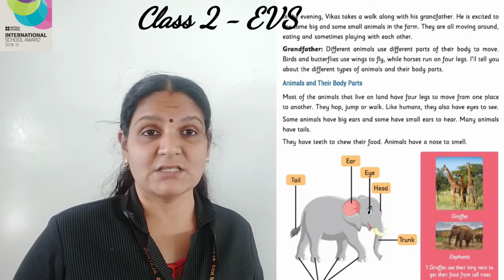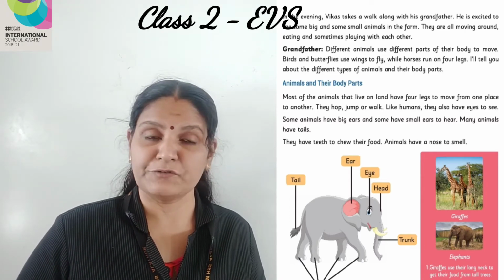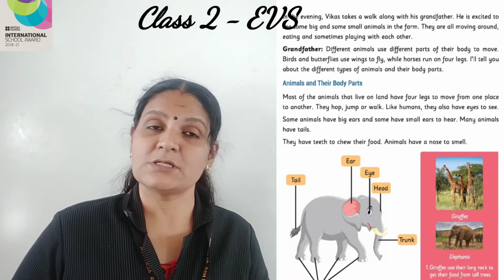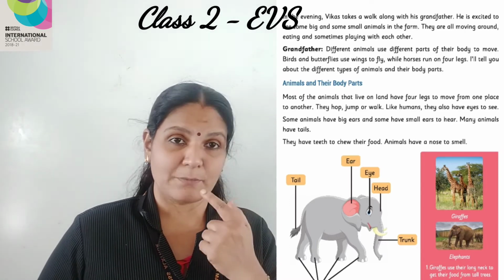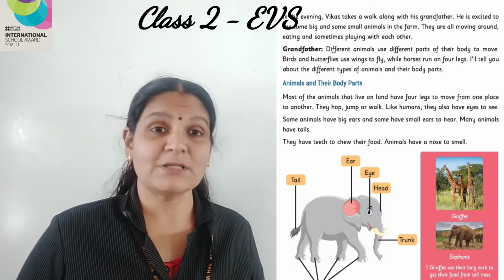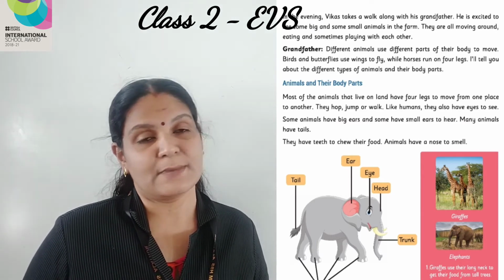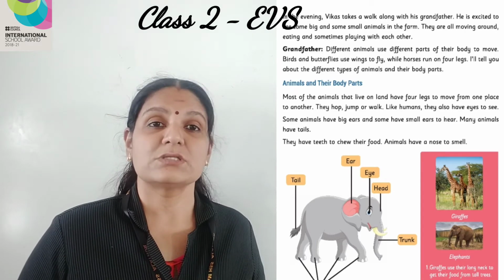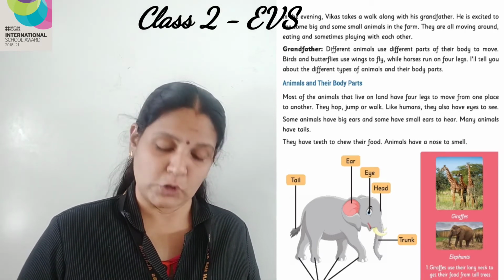They have teeth to chew their food. How do they chew their food? Like human beings, animals also chew their food with the help of teeth, and animals have a nose to smell. Like human beings, animals also smell with the help of their nose.